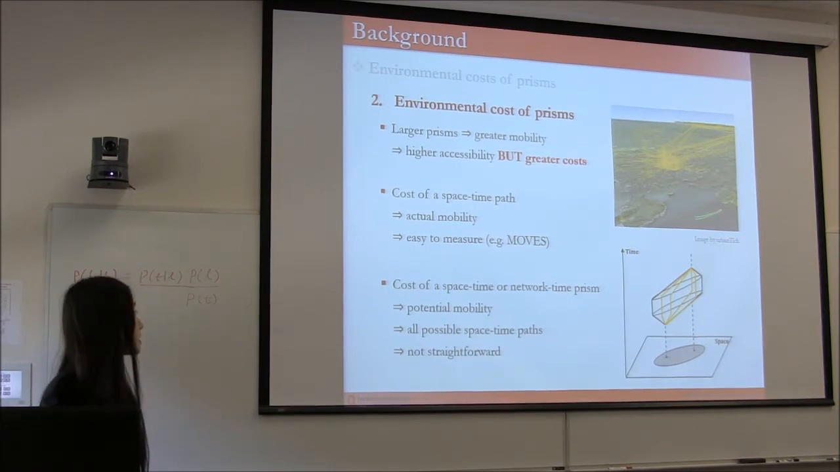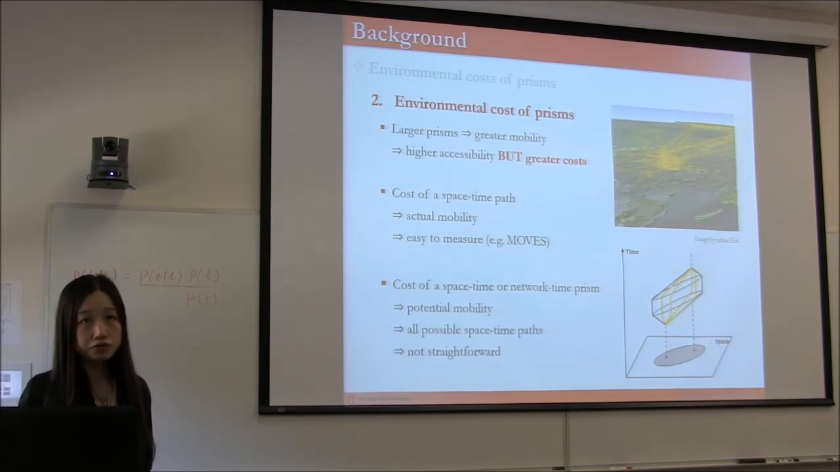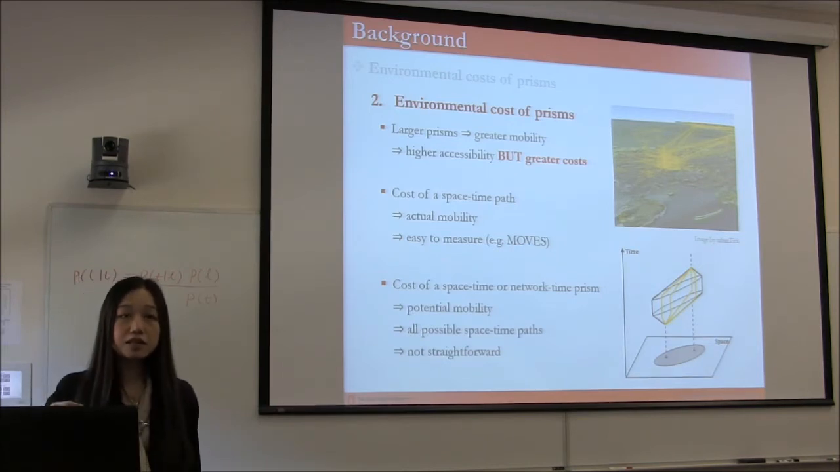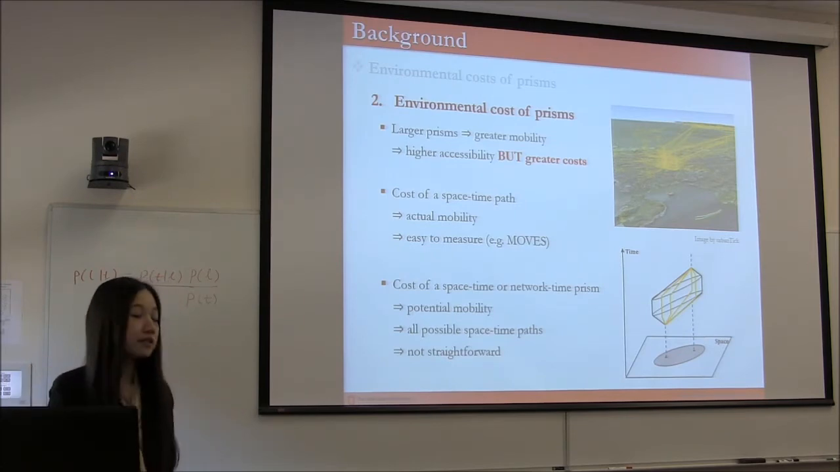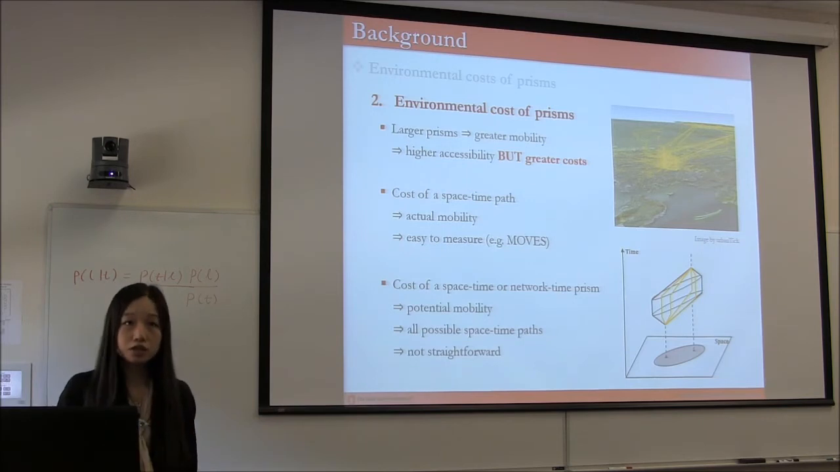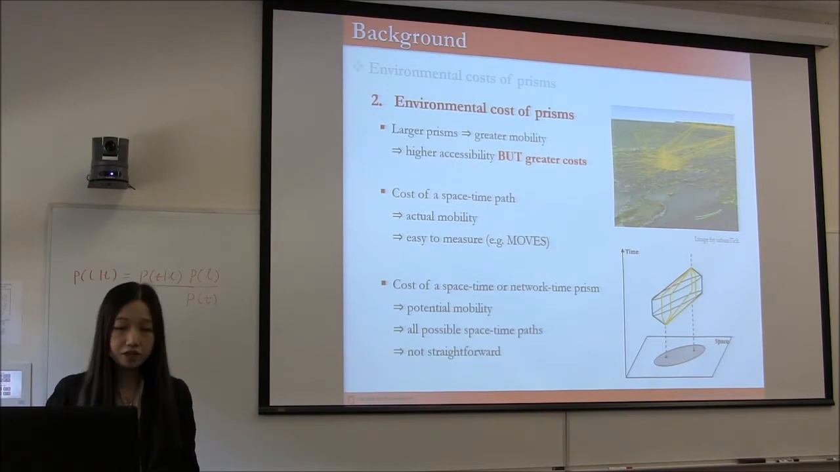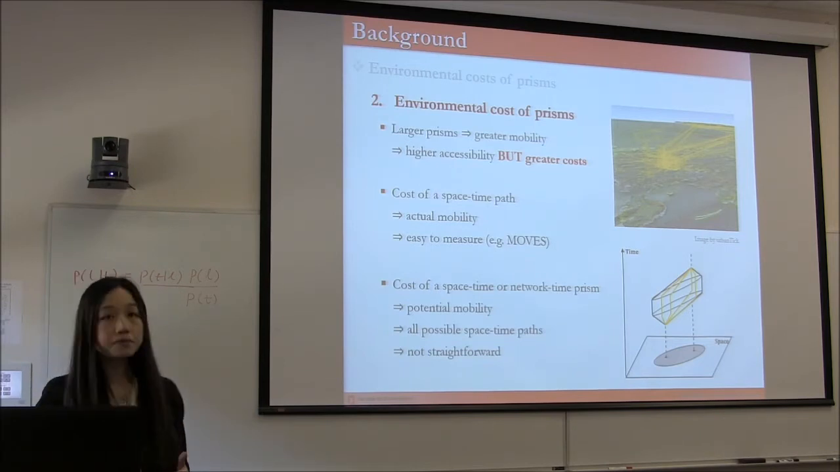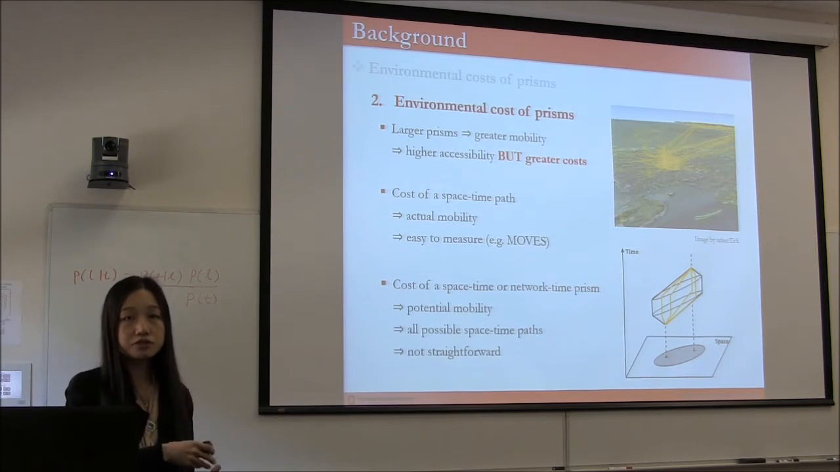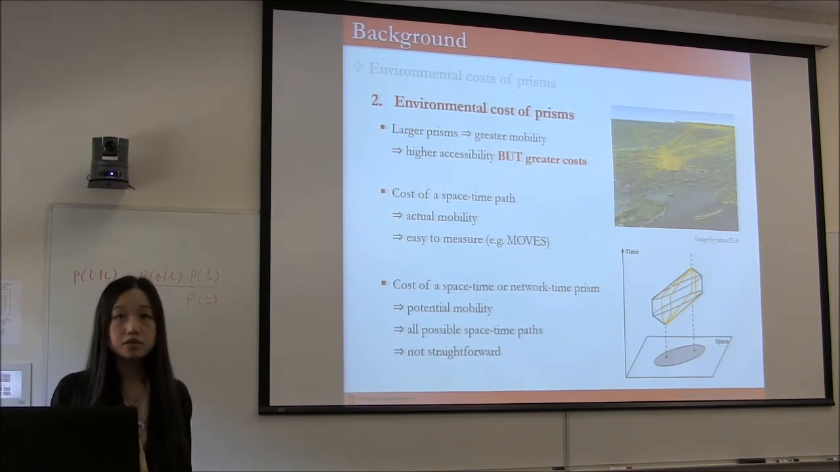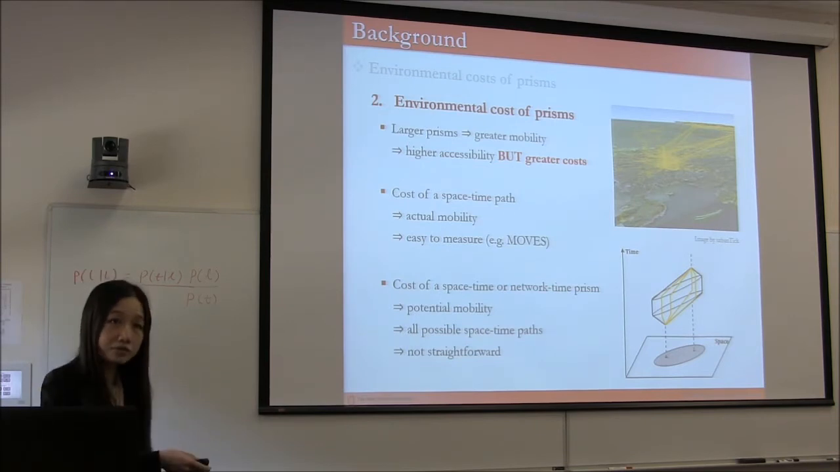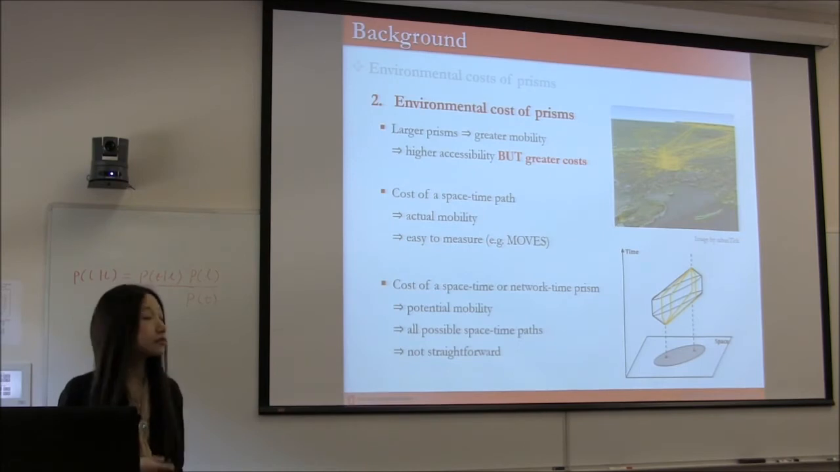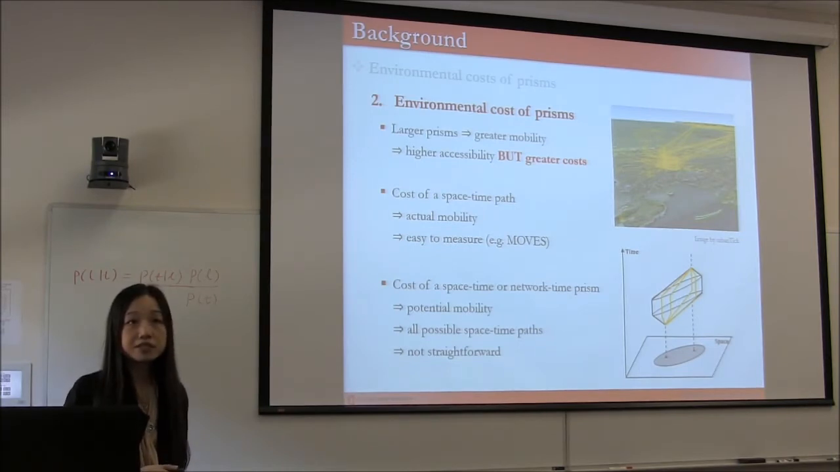So the cost of a space-time path is not very hard to measure, because given an actual moving trajectory of an individual, and if we use something like a motor vehicle emission simulator that is already available, we can use the data along the trajectory to generate the cost measure, what is the actual fuel consumption along that trace. However, it is not that straightforward for a space-time prism.